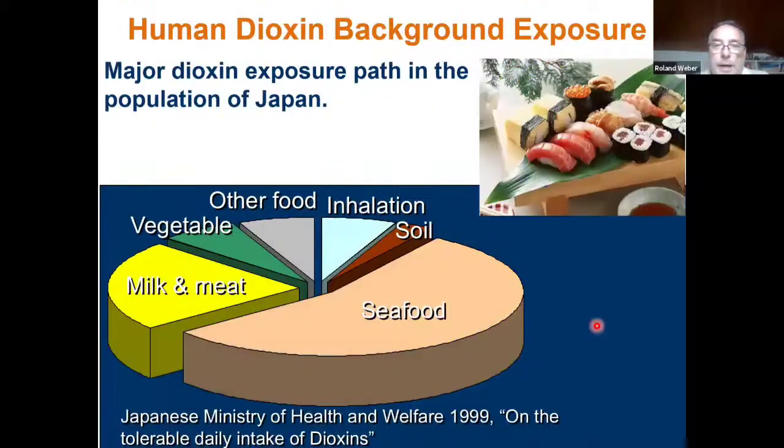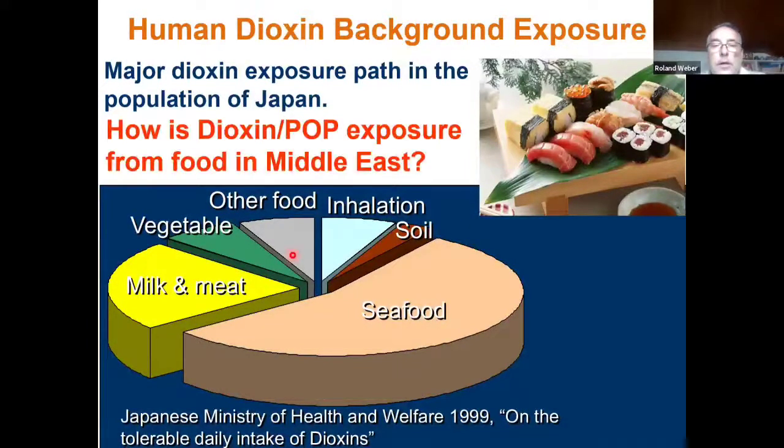If you have another food habit, like Japan, the major dioxin exposure pathway in the population of Japan is seafood at more than 50%, but also we have meat and milk. So the question is, how is the dioxin and POP exposure from food in the Middle East? At least Kuwait, maybe they will tell later on, has done some studies on the food they are importing.